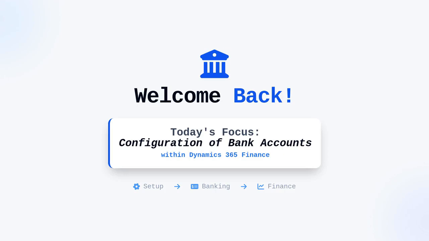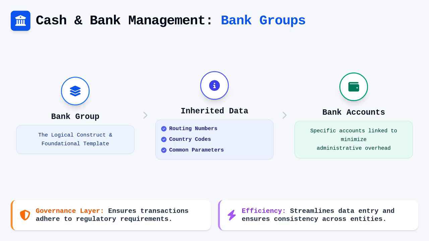Hello, and welcome back. Today, we look at the configuration of bank accounts within Dynamics 365 Finance. In the Cash and Bank Management module, the foundational element of any banking configuration is the bank group. A bank group acts as a logical construct that enables you to group common parameters shared by multiple bank accounts held at the same financial institution.